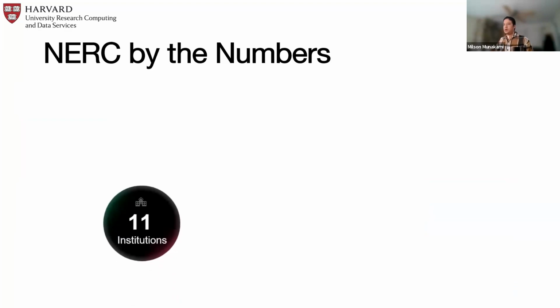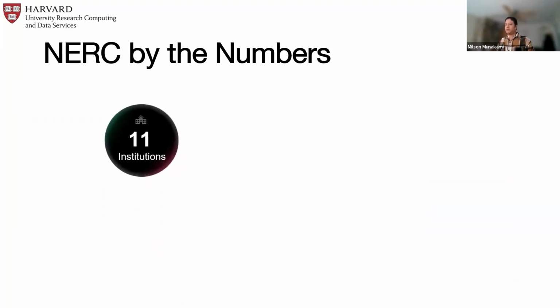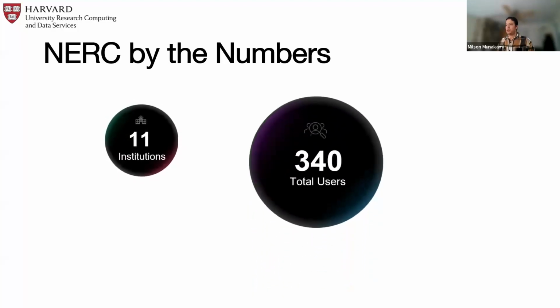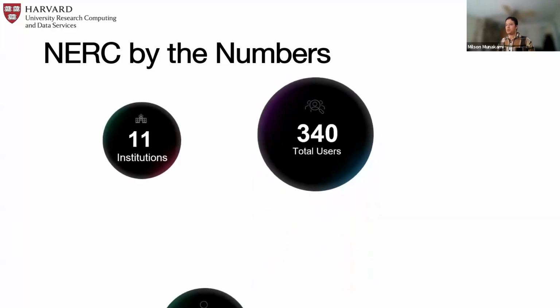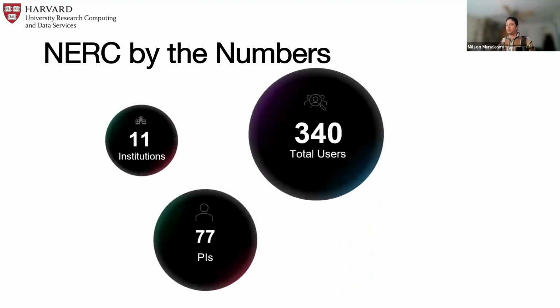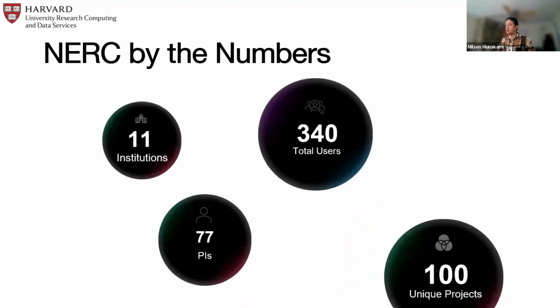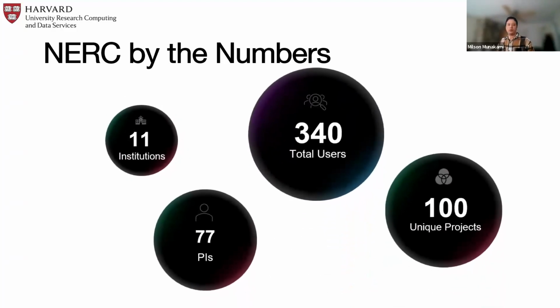Right now we have 11 different institutions using NERC, and 340 total users. We also have 77 different PIs and 100 different unique projects, and growing.